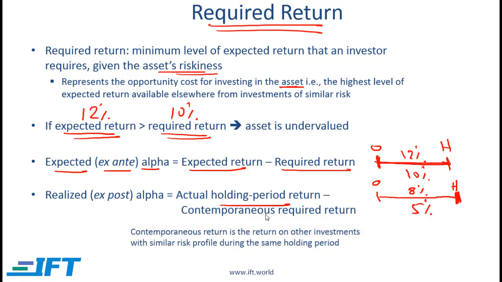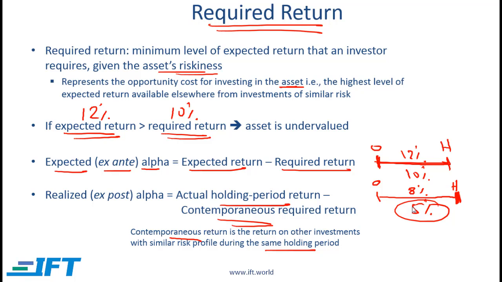So the question is, what do we mean by contemporaneous required return? This is an important term that keeps showing up in questions. The contemporaneous return is the return on other investments with similar risk during the same period. So if you invested in a particular kind of stock, you look at the return on other similar stocks, similar risk over the same time period, and this return, let's say, is 5%. And remember, this would be a realized return associated with similar stocks.